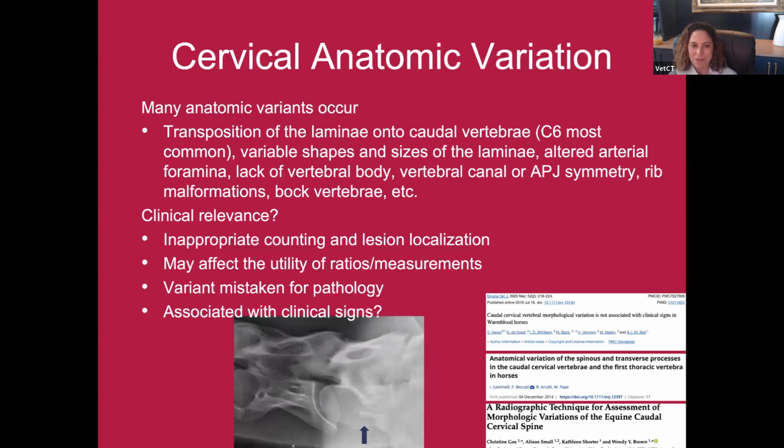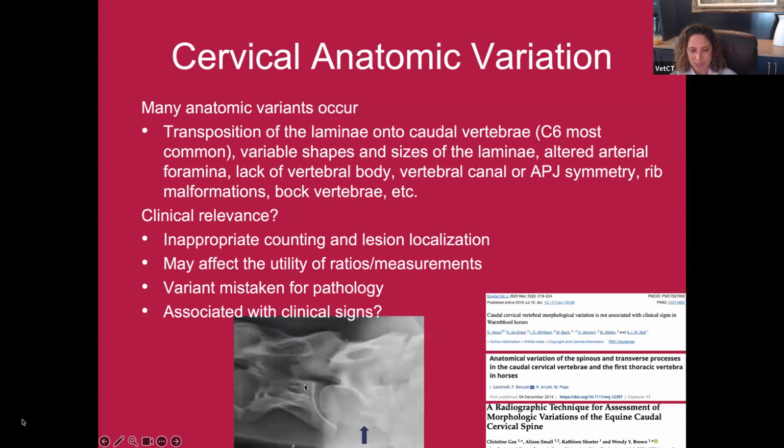Okay, so going into common variants, there's been several papers on this in the last few years. And so it's kind of a hot topic. And what we know is that there are lots and lots of different variations that can occur in the equine neck and cranial thoracic spine. So the most common of these is, like I said, transposition of the ventral lamina of C6 onto C7. So that's an example of this here.